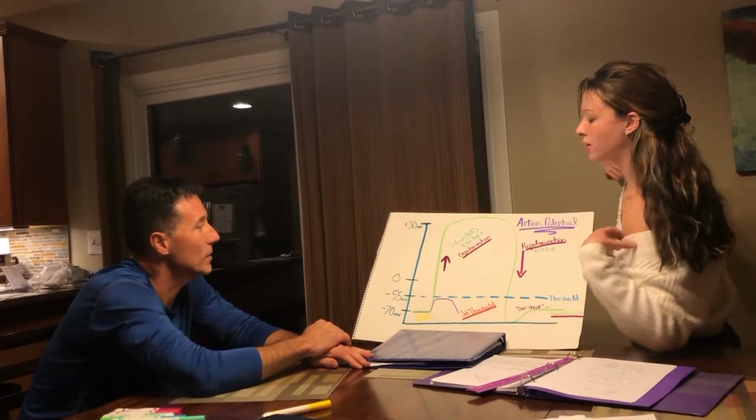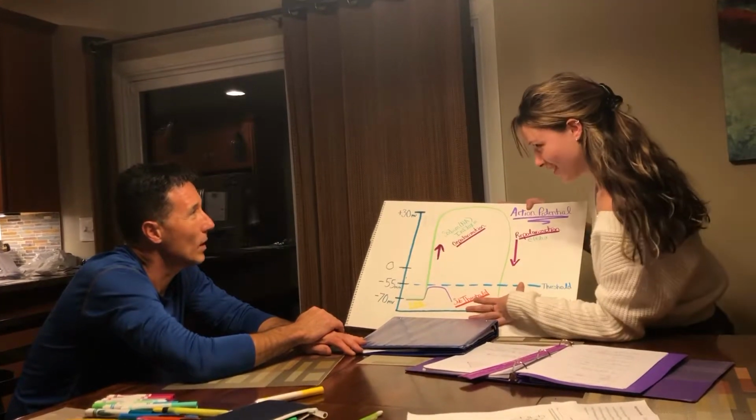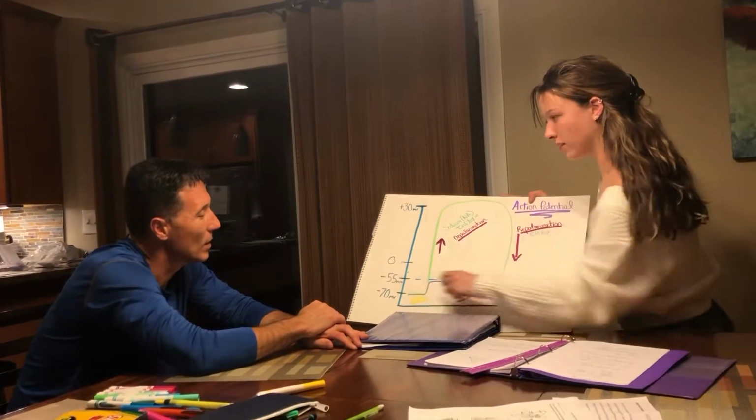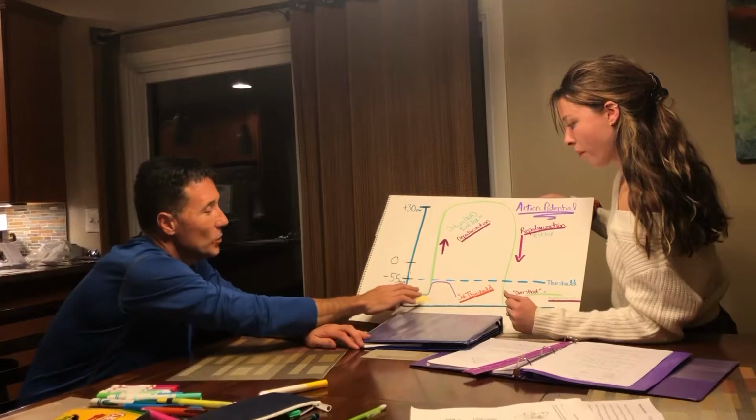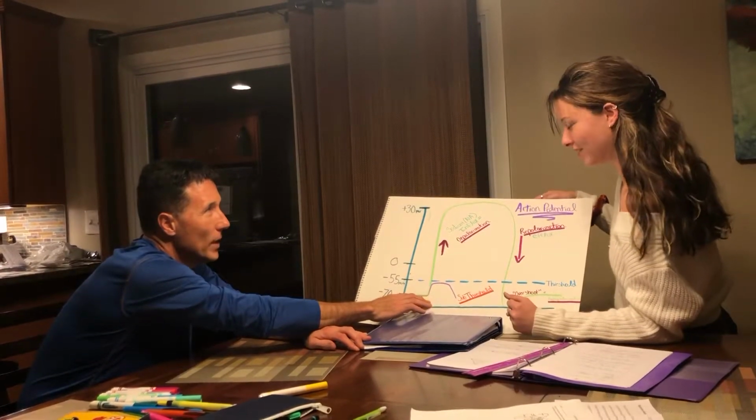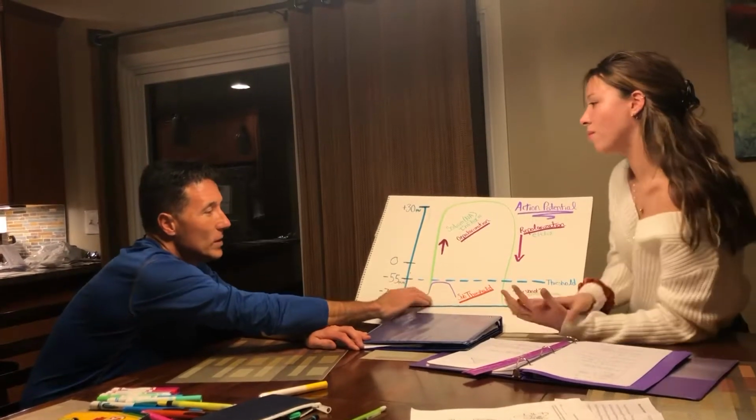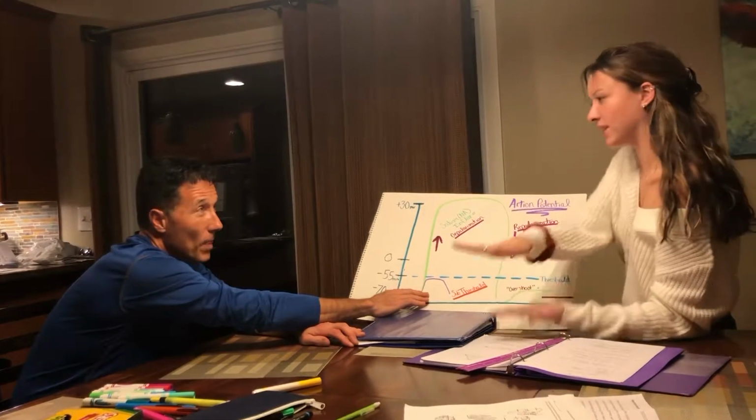Oh, okay, I got you. So I'm going to ask you a few questions about it real quick. Okay, so why is it negative 70? Well, negative 70 is your resting potential, right? Yes. And this is what it's at when you're at rest.